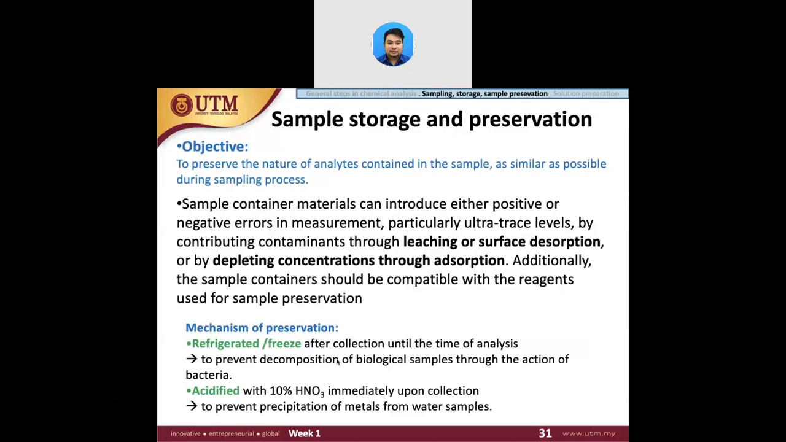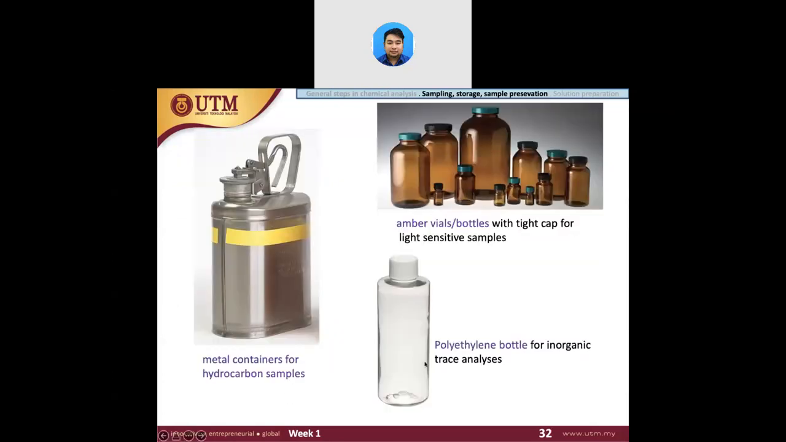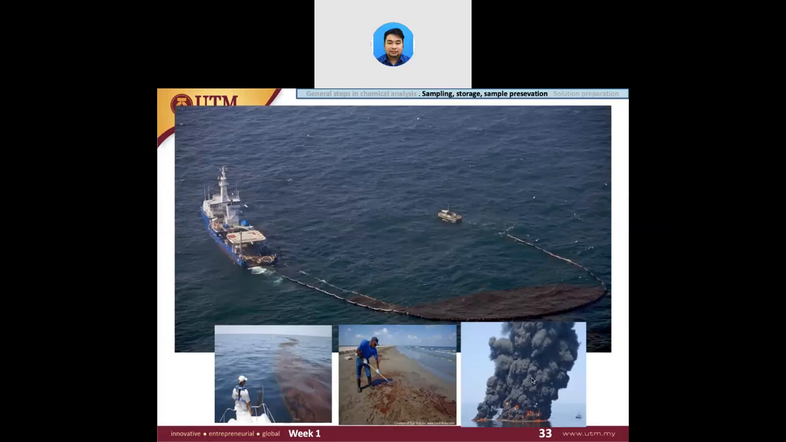Usually for liquids as well, the container is acidified with 10% nitric acid, and this also prevents the precipitation of metals from water samples. So these are the containers that are usually used for sampling. We have metal containers for hydrocarbons, amber vials for light sensitive liquid samples, and polyethylene bottles for inorganic trace analytes. Alright, so here are some exercises for you.